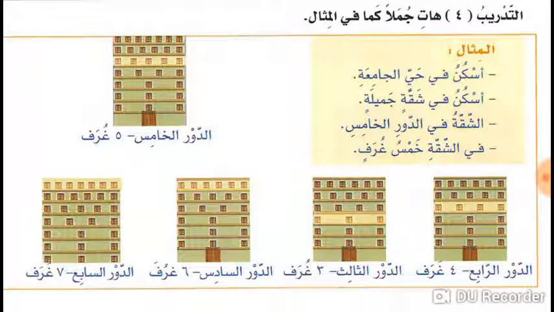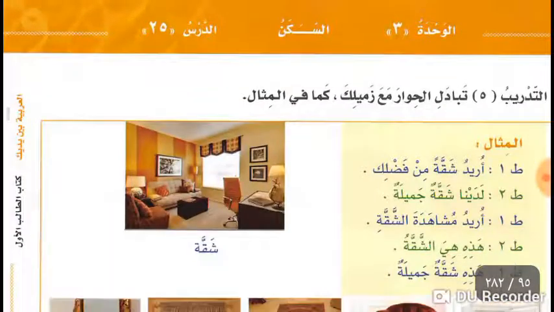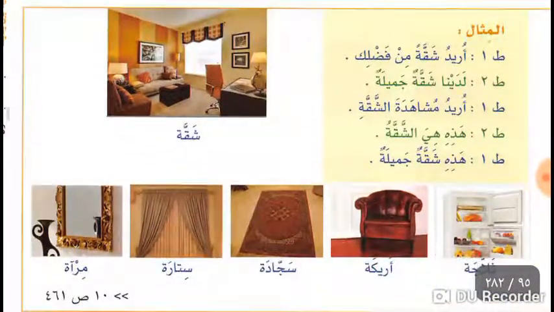Okay. On the next page we have the fifth exercise. The first student will say, Uridu shaqqa min fadlik, I want an apartment please. The second will say to him, Ladayna shaqqa jamila, we have a beautiful apartment. The first: Uridu mushahadata shaqqa, I want to see the apartment. The second: hadhihi hiya ash-shaqqa, here is the apartment. The first: hadhihi shaqqa jamila, this is a beautiful apartment. So start this dialogue for all others.